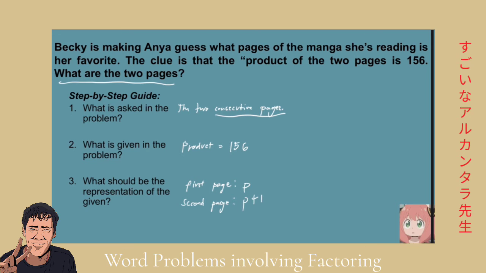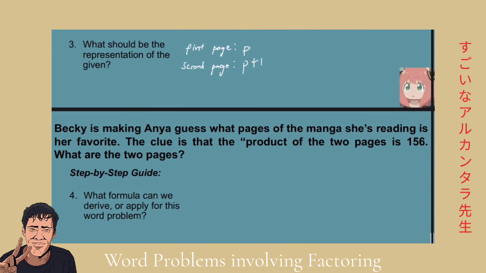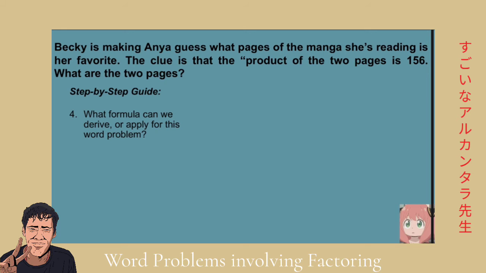Okay? So with that being said, now we're not using a formula or applying a formula. We are deriving one. So how do we derive a formula? Since we have here the product of the two pages is 156, using the pattern that we have used earlier, we should have the first page times the second page, and the answer should be 156. And we have established already that the first page is equal to P, and the second page is P plus 1, and that is equal to 156.